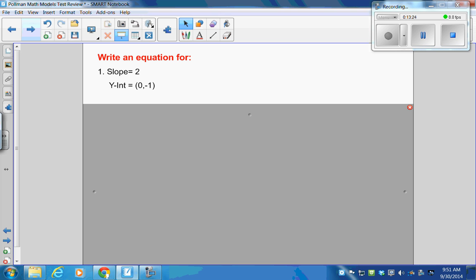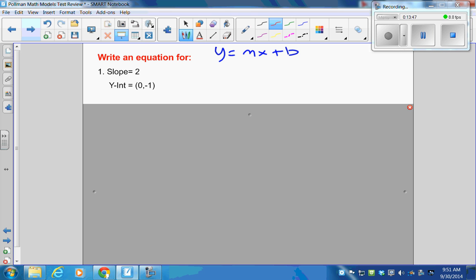All right, new part of the test. You have to write a y equals mx plus b equation for everything. You'll be given different scenarios, and you will have to write that equation. So let's try this first one. This is the easiest one. Actually, pause it and try this one.